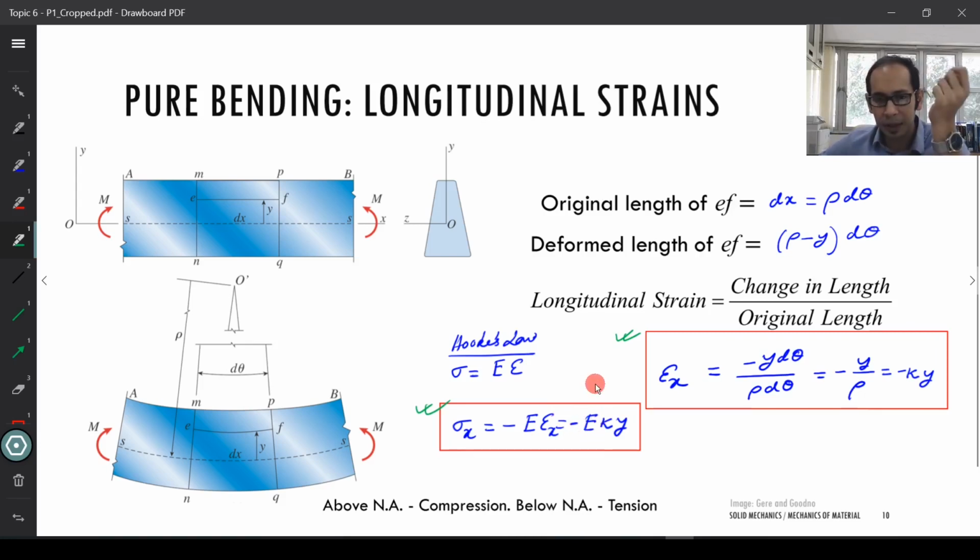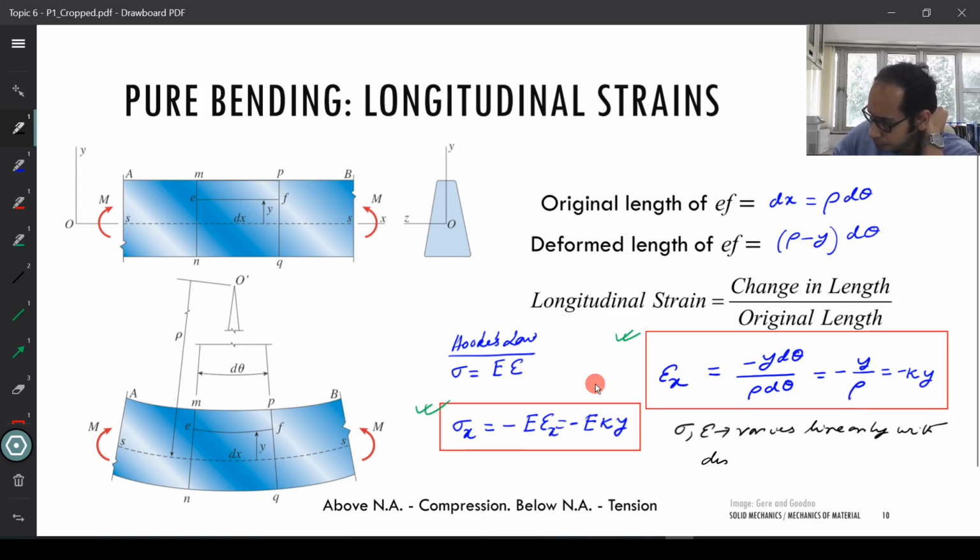So let's maybe make a quick note of that one, that stresses and strains, so sigma and epsilon, vary linearly with distance from the neutral axis. Neutral axis is NA. So here also, let's just mark it. This is my neutral axis, NA over here, and this is NA.